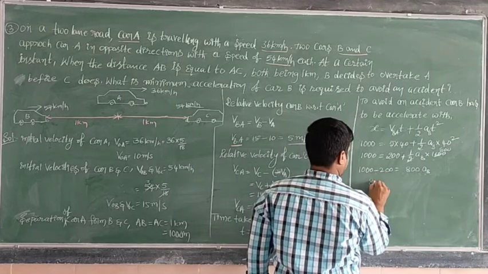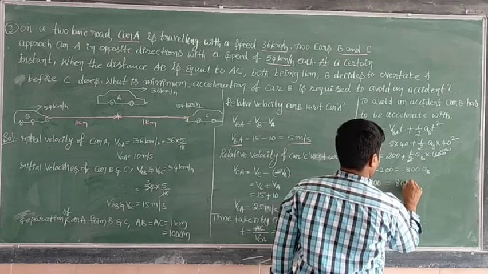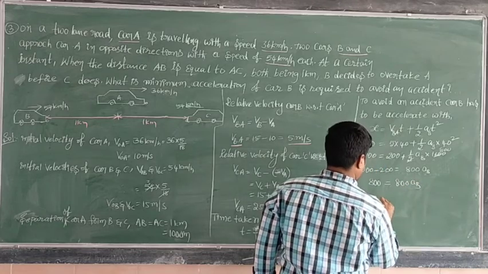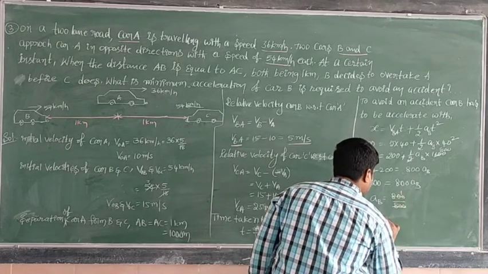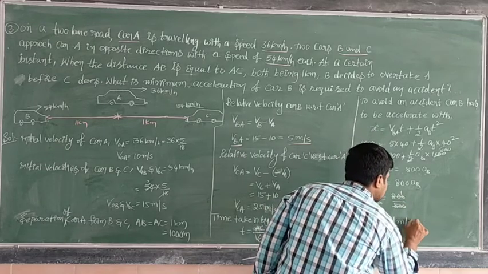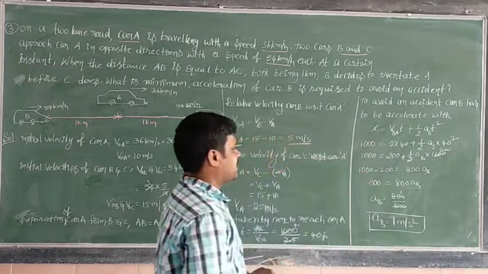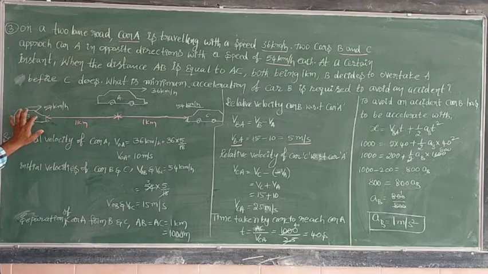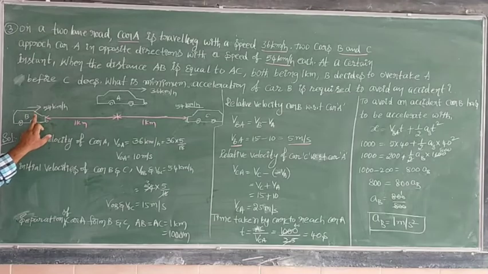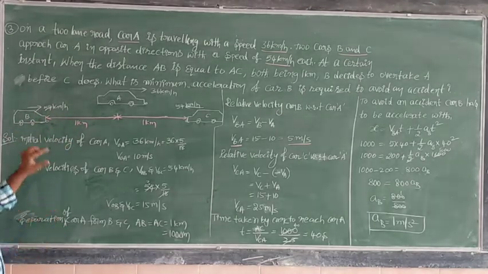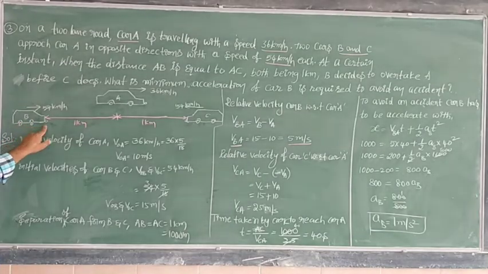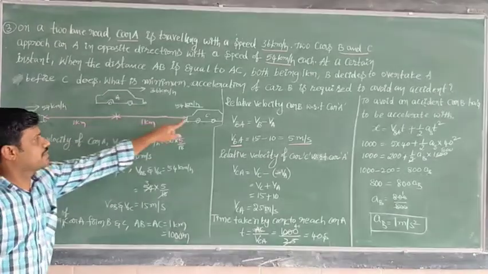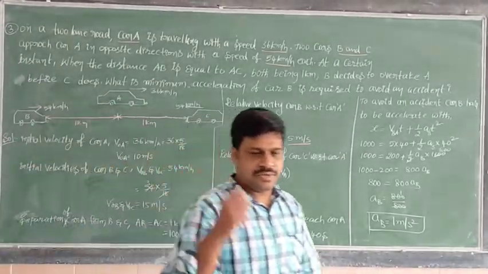So 1000 minus 200, 800 equals 800 into A_B. Next, A_B equals 800 divided by 800, so the value is 1. A_B equals 1 meter per second squared. That means the acceleration of car B to avoid an accident is 1 meter per second squared. If it accelerates at 1 meter per second squared, then without any accident, B can overtake A before C does.